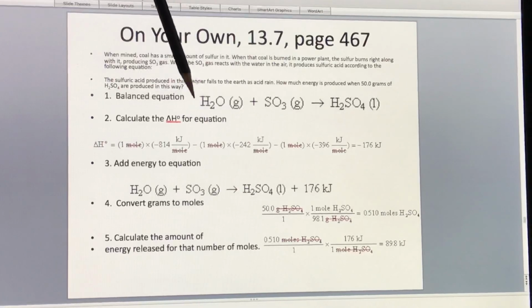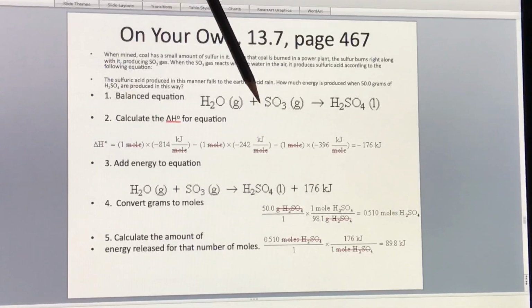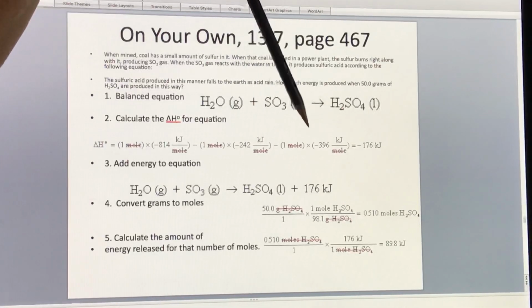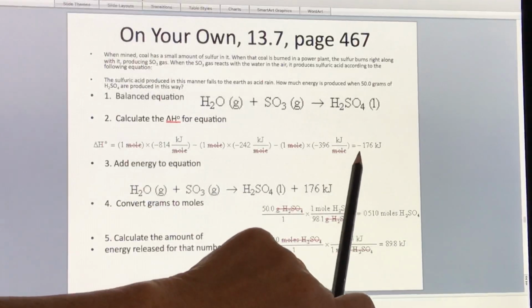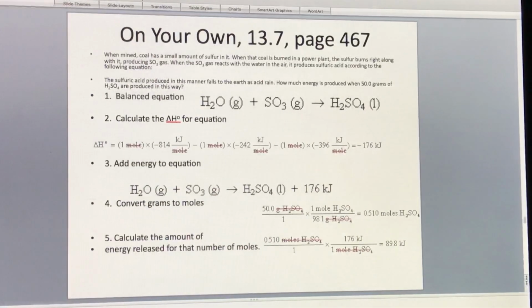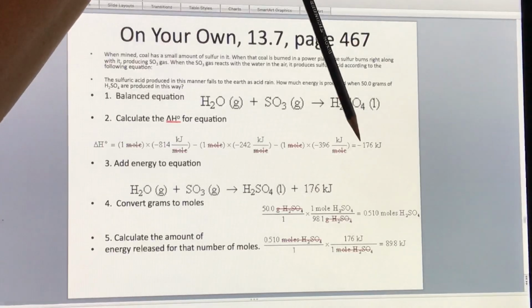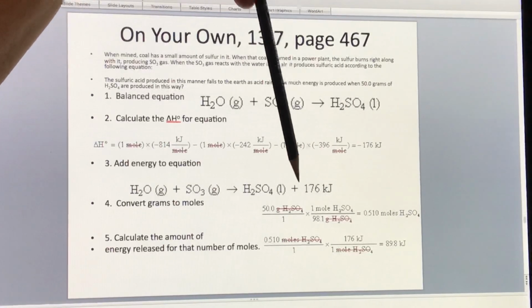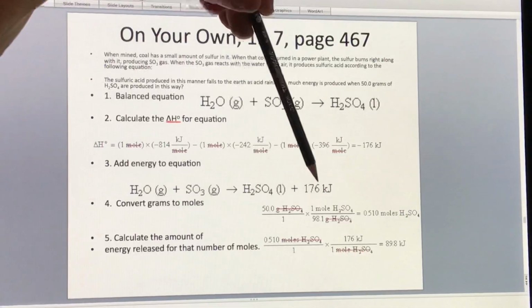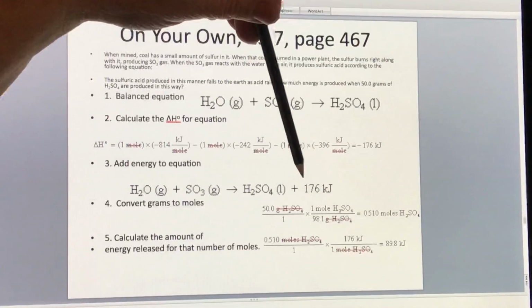We have 1 times the value for water in the gas state, and 1 times the SO3 in the gas state, and after everything's calculated, we have negative 173 kilojoules. Since it's negative, it's going to be exothermic, and we add it to the product side, and that goes here.